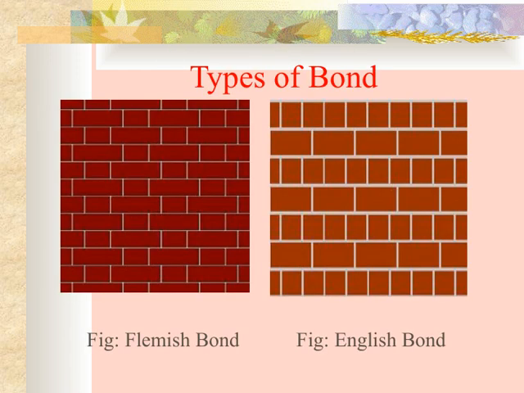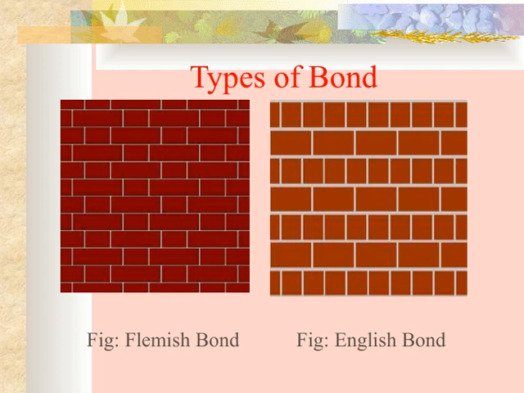Now, let's take a closer look at the different types of bond patterns, starting with the Flemish bond. As you can see in the figure, this pattern alternates headers and stretchers in each course, with each header overlapping the one below. It's known for its strength and aesthetic appeal, often used in decorative walls.